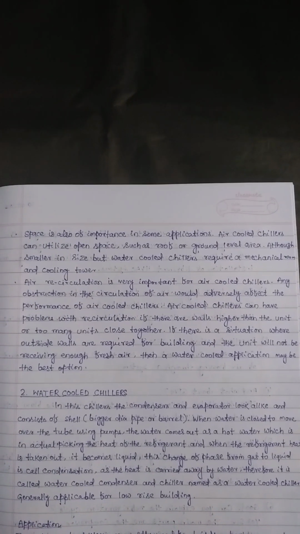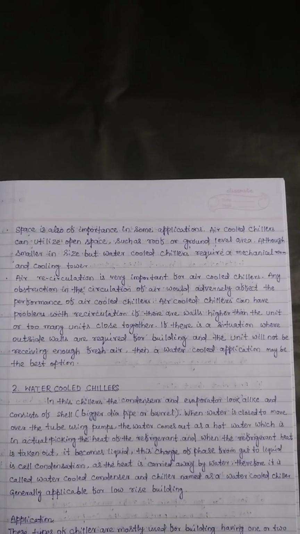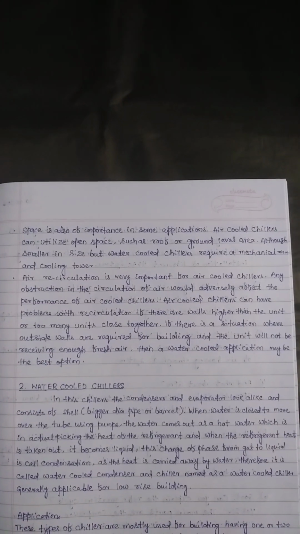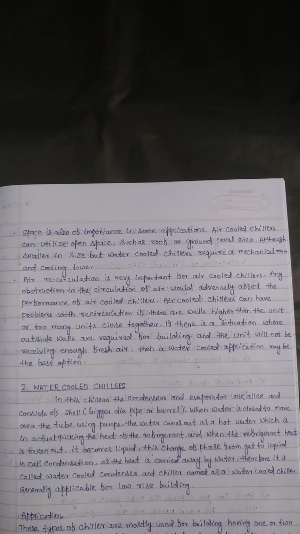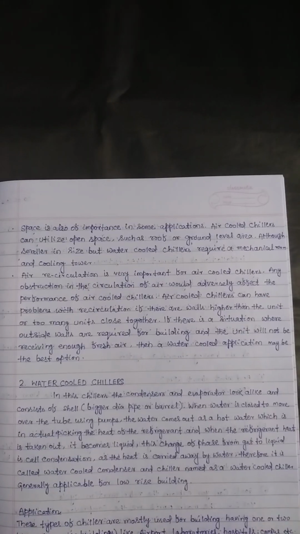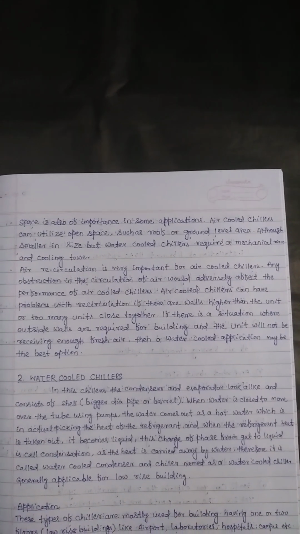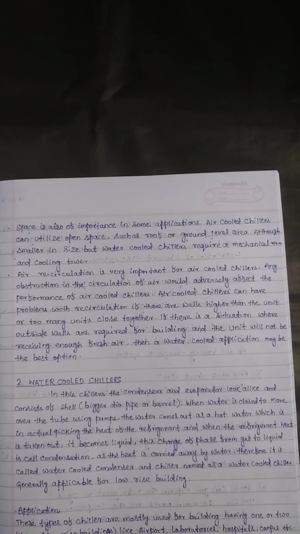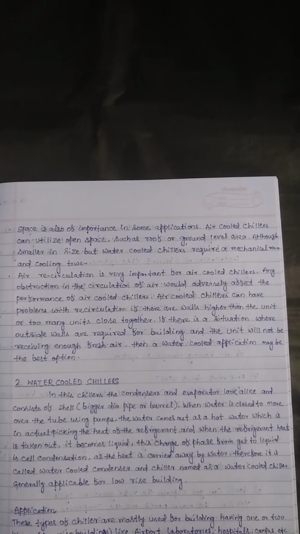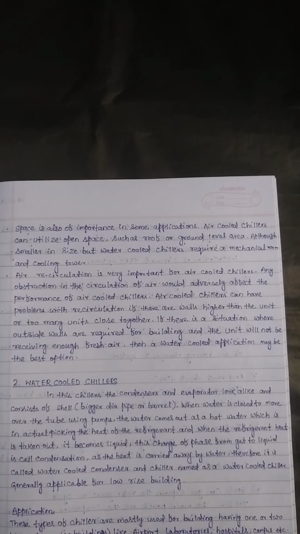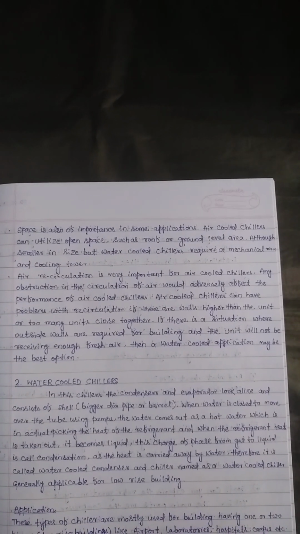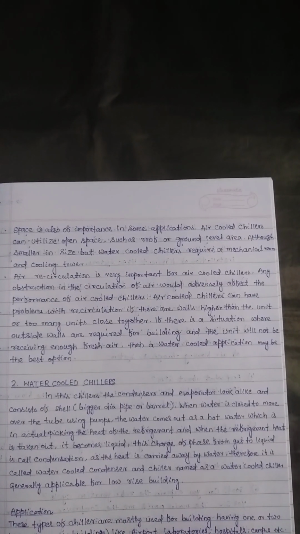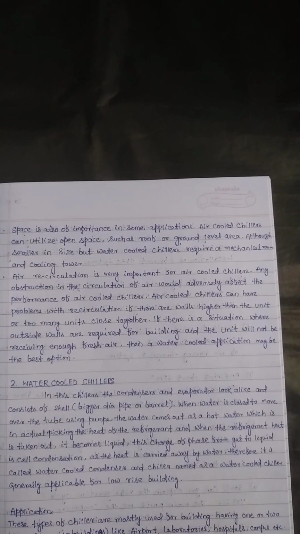Space is also of importance in some applications. Air-cooled chillers can utilize open space such as a roof or ground level area, although smaller in size, but water-cooled chillers require a mechanical room and cooling tower. Air recirculation is very important for air-cooled chillers. Any obstruction in the circulation of air would adversely affect the performance of the air-cooled chillers.